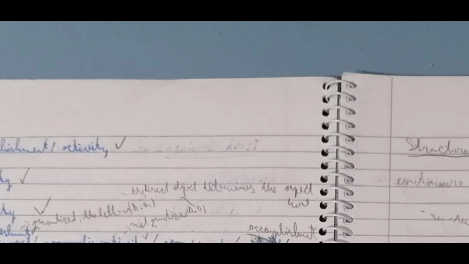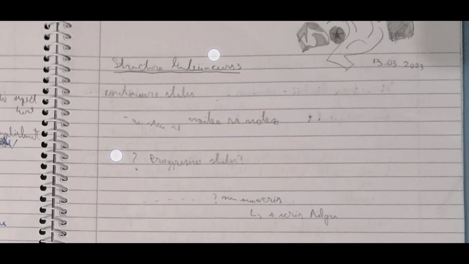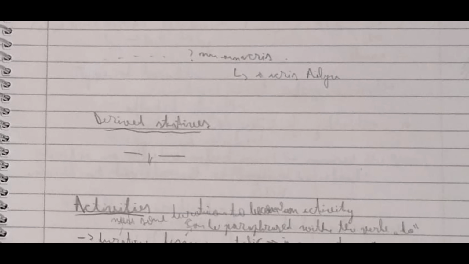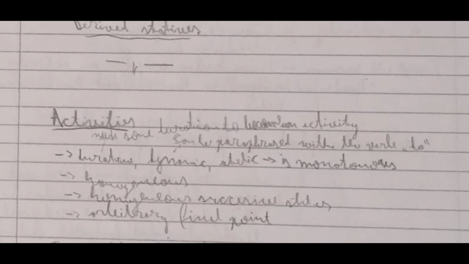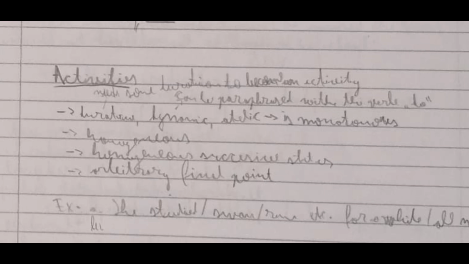The direct object. The aspect here. Next. Continuous states. Progressive states. Derivatives, activities. Some are lucrative to become an activity. Some are paraphrased with the verb to. So we have lucrative, dynamic, italic is monotonous.